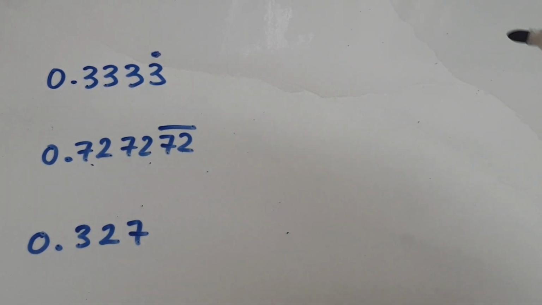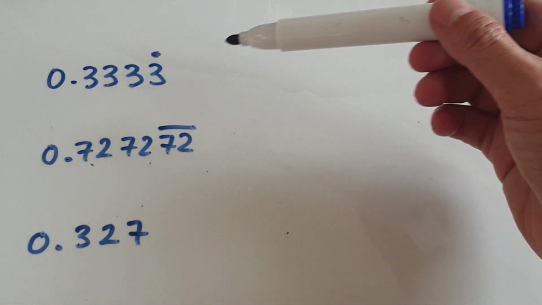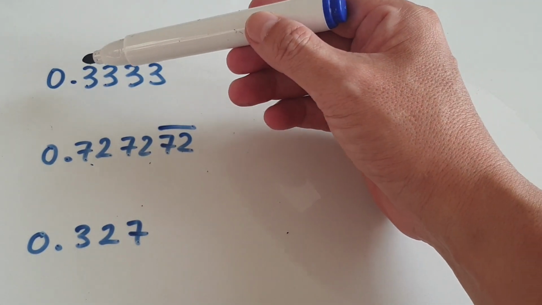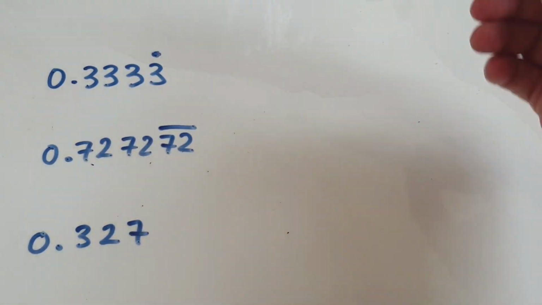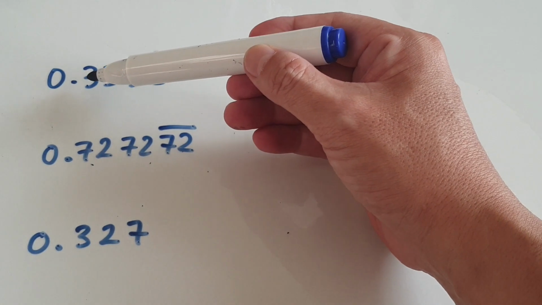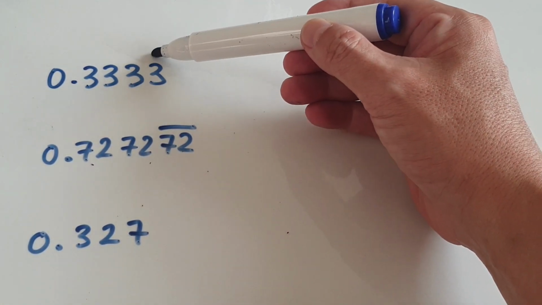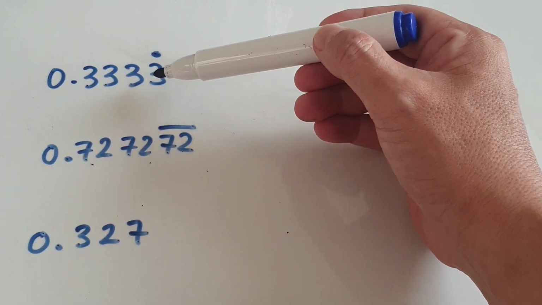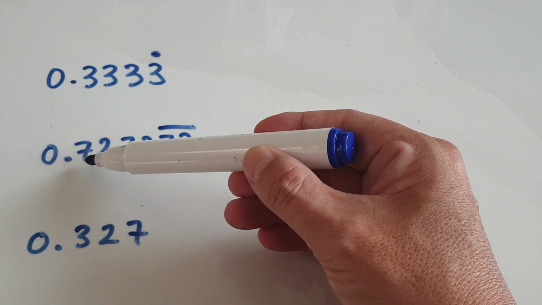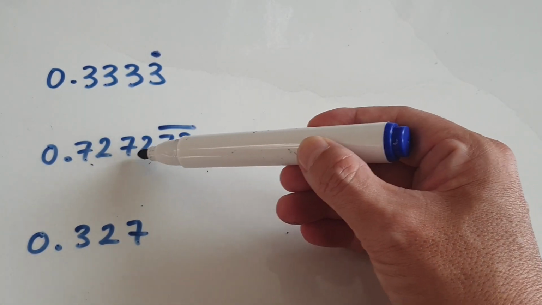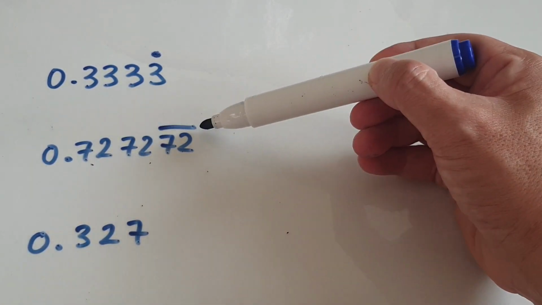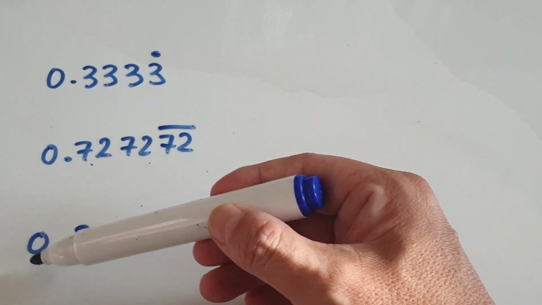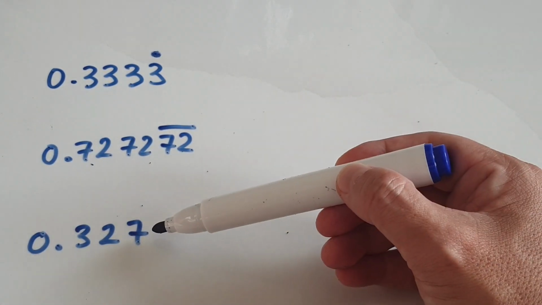Now I'm going to give you some examples on how to turn decimals into fractions. So any decimal that repeats itself, you can represent as a fraction. So this one here, 0.3333 recurring, we can represent this as a fraction. This one repeats every 2 digits, 727272 recurring. Or any number that terminates, you can represent it as a fraction.